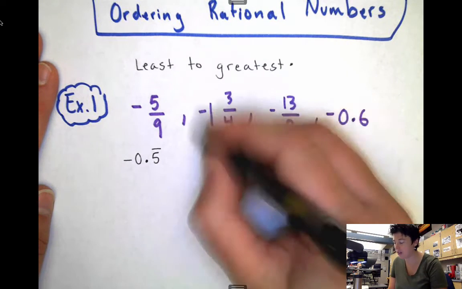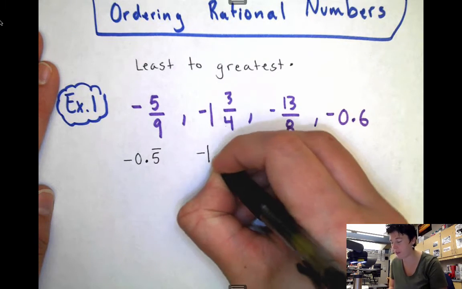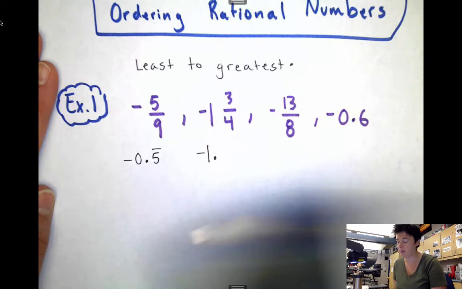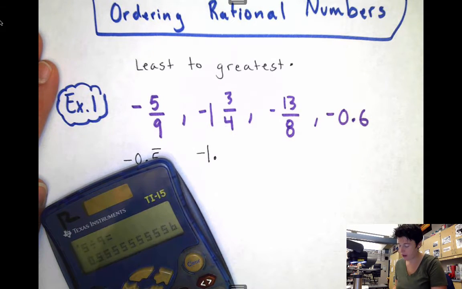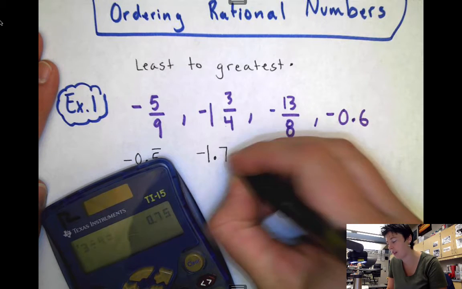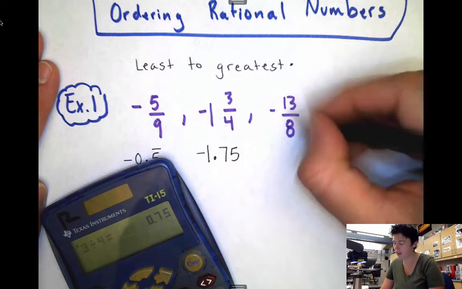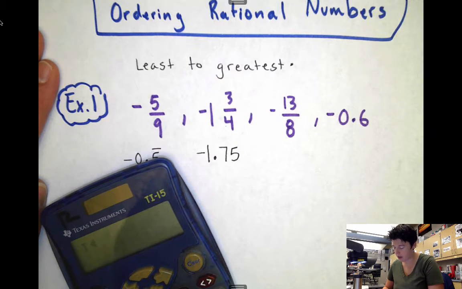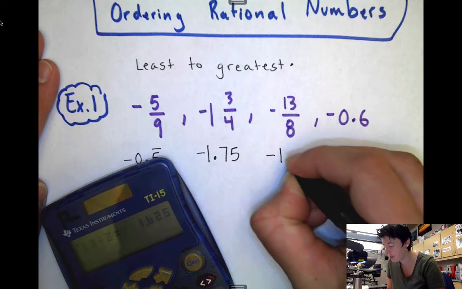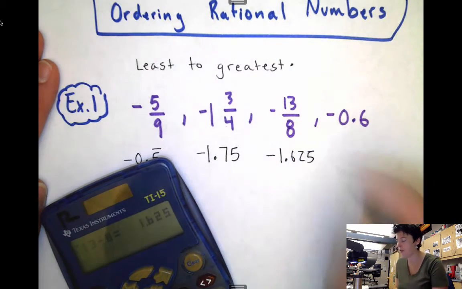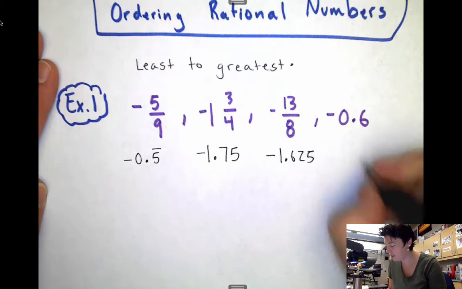Now negative 1 3/4 is negative 1 point something. 3/4, I'm going to do the same thing. I'm going to do 3 divided by 4. I'm hoping a lot of you have 3/4 memorized because it's one of the ones we should start to remember, and that's 0.75. Now 13 divided by 8, let's just type that in, is 1.625. So this is negative 1.625 as a decimal. And then my last one is negative 0.6.